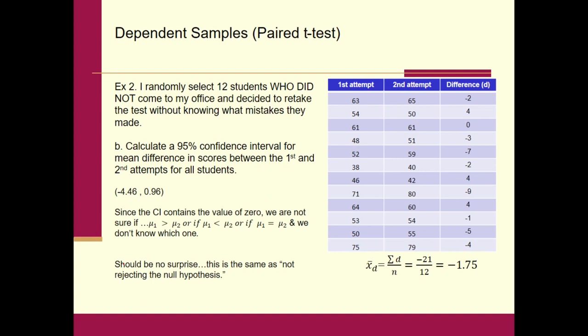So this should be no surprise that we got a confidence interval that went from a negative to a positive, because that is the equivalent of a hypothesis test of not rejecting the null hypothesis, because 0 is a possibility. So that takes us through the second example.